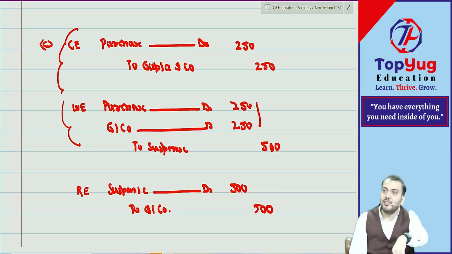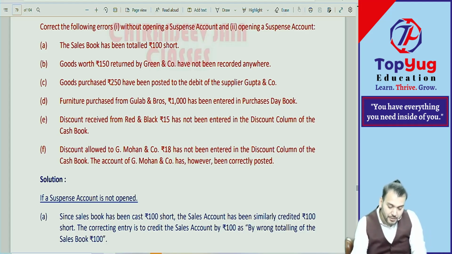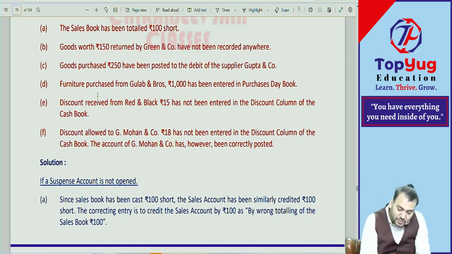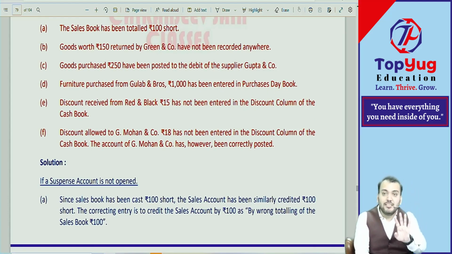Next question to you only. Have you understood? Coming to point number 3: furniture purchased from Gulab and Bro, 1000, has been entered in the purchase day book. Furniture was purchased but entered in the purchase day book. Correct? Understood? We'll give the rectified entry.